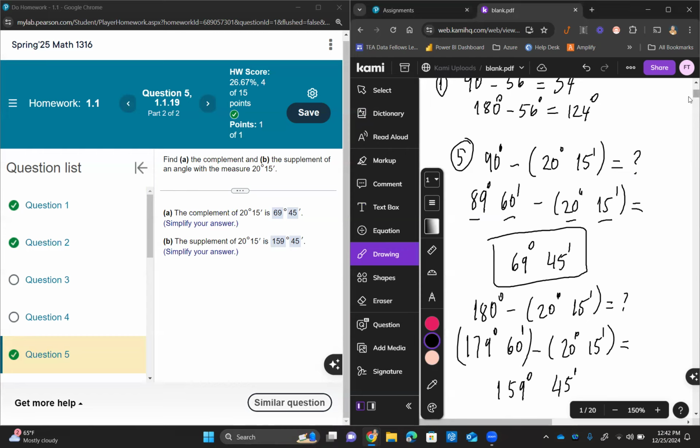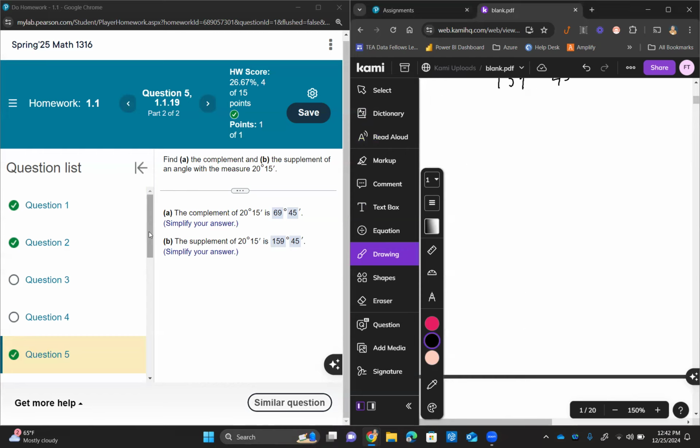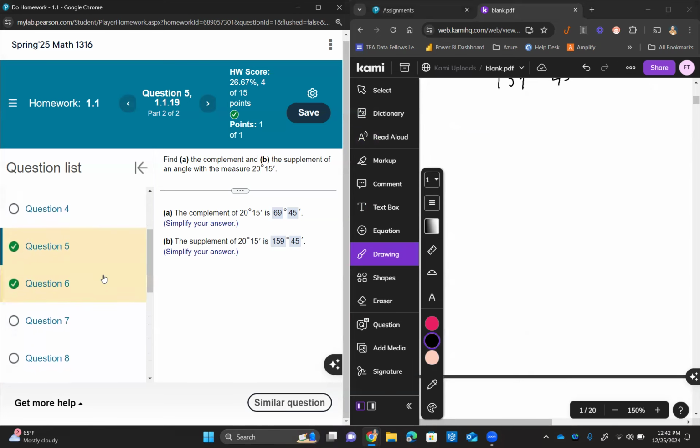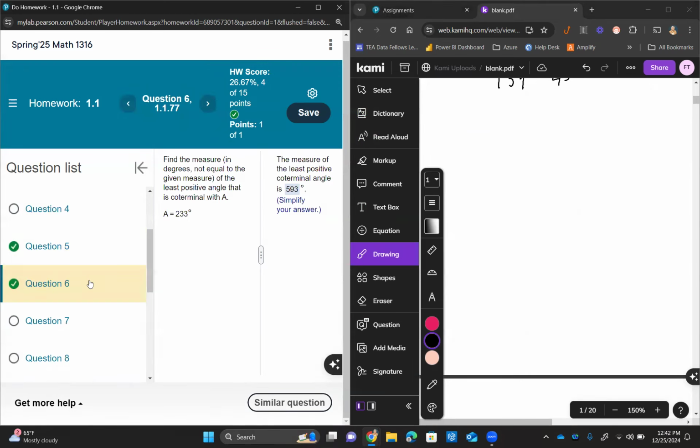We will continue with question 6. For question 6, we're moving to a different concept, coterminal angles. Before we model some examples, let's talk about coterminal angles. They are very important in trig class. So I want to first show you an example of what they mean.